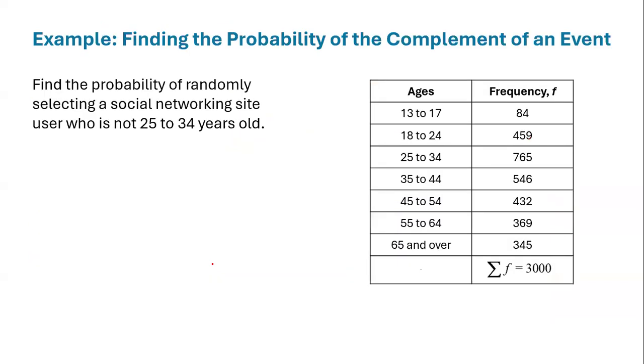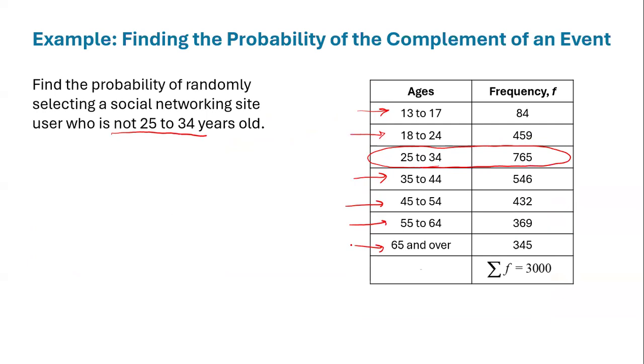For example, it says, find the probability of a randomly selected social networking site user who is not 25 to 34 years old. So when it says it's not 25 to 34, that's right? Not can be in this group, or this group, or this group, this group, this group, and this group.